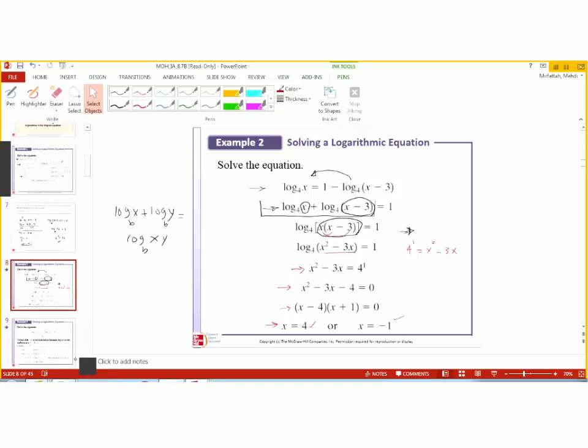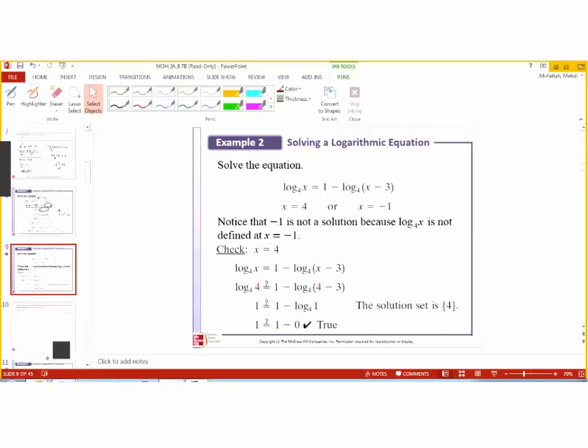And don't forget you need to check the answer for both of these. So if you do that, you'll notice that x equal to minus 1 is not a solution. That's not going to work. If you plug it back, however, the 4 does work. So the only answer would be 4.